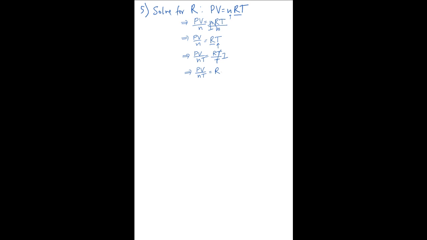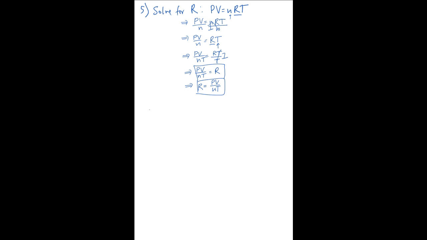Now the R is on the right-hand side. That's okay. We often write it by convention on the left-hand side, but we don't have to. This equation is in fact solved for R because R is by itself on one side. And if we prefer to have the R on the left, we can even rewrite it like this, R equals PV over nT. Either of these is okay in terms of writing our final answer.